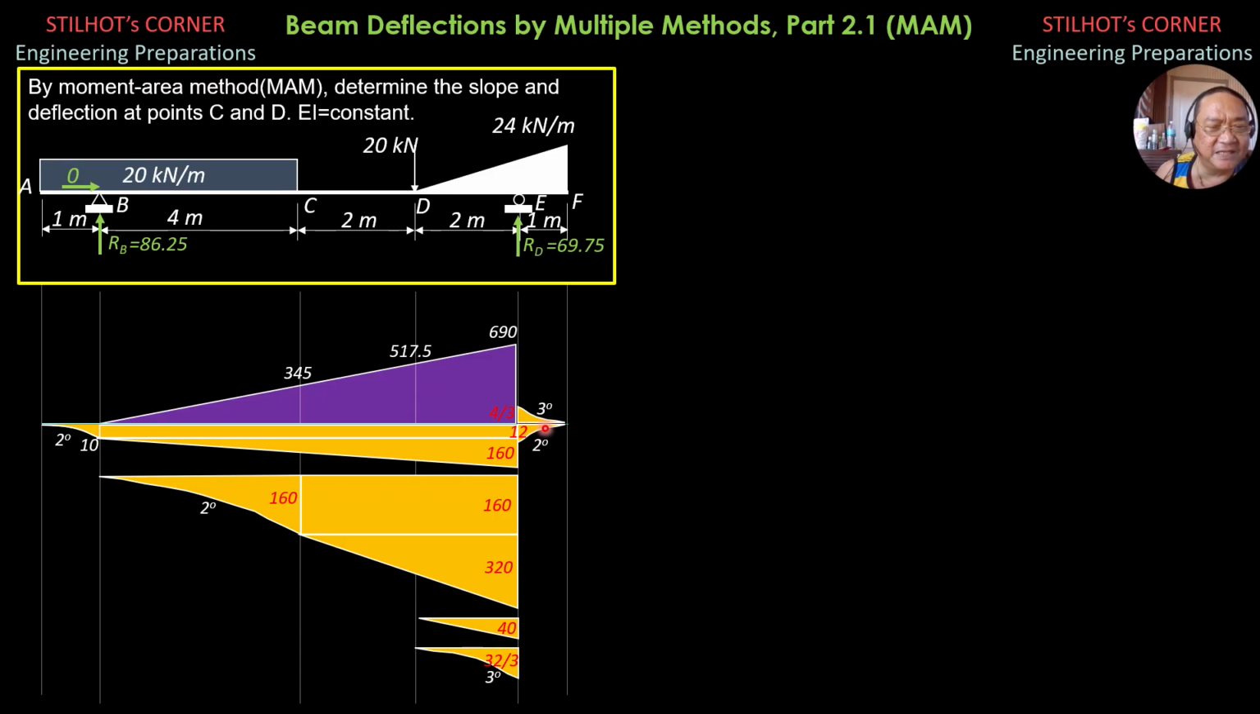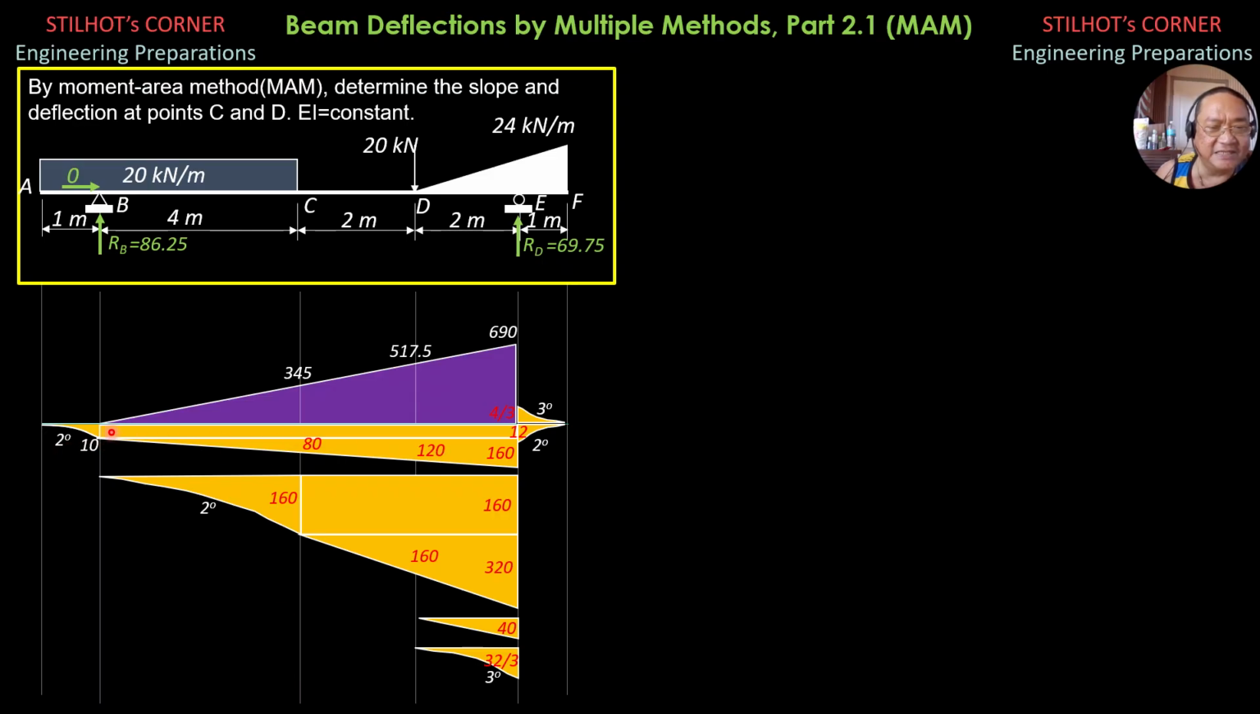So first, let's evaluate the deviation of point E relative to B, considering the moment of areas between B and E. So EI, by the way, this is 80, 20 times 4 is 80. Then here, 20 times 4, 80 times 2, 160, another 160 here. And this is 120, 20 times 6, so 120.